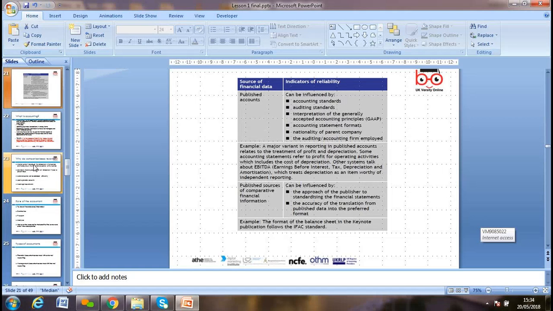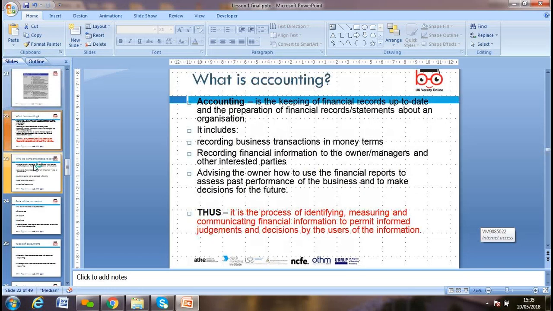Okay. Published accounts also provide financial data, and can be influenced by the accounting standards, auditing standards, interpretation of generally accepted accounting principles (GAAP), accounting statement format, nationality of the parent company, and auditing. These all provide information. Published sources of comparative information: approach the publisher, standardize the financial statement accuracy. So these are all the sources of financial data.